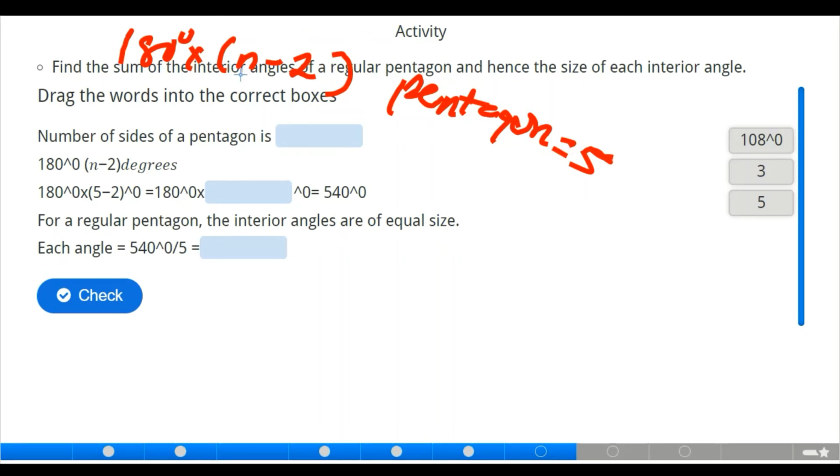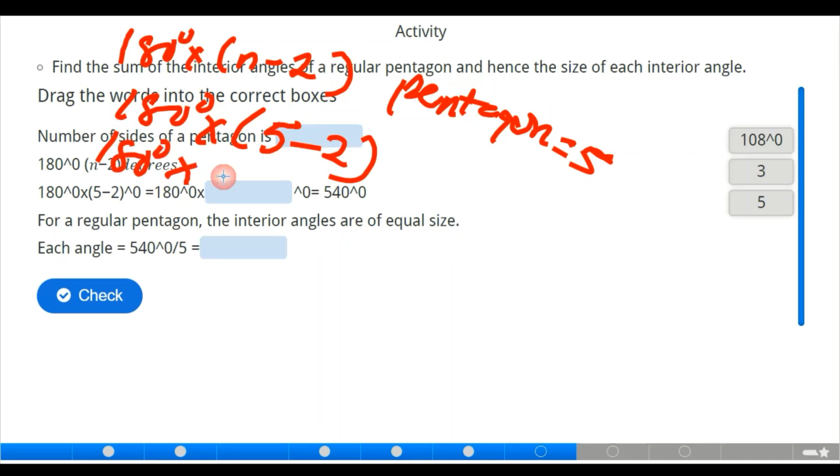So instead of n here, we replace n with 5. So we have 180 degrees multiplied by 5 minus 2. What is 5 minus 2? That is 3. So we have 180 degrees multiplied by 3. What is 180 degrees multiplied by 3? That is 540 degrees. So the sum of the interior angles of a regular pentagon is 540 degrees. Now we want to get each angle. And we are told that the number of sides of a pentagon is 5.